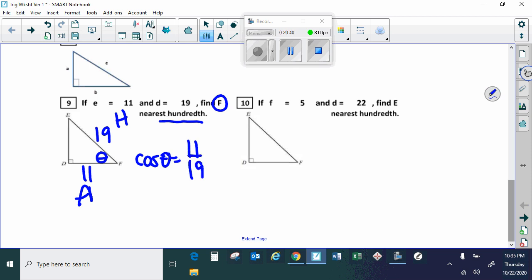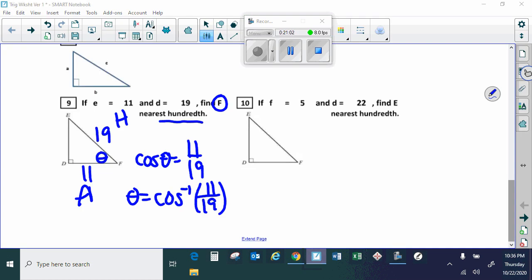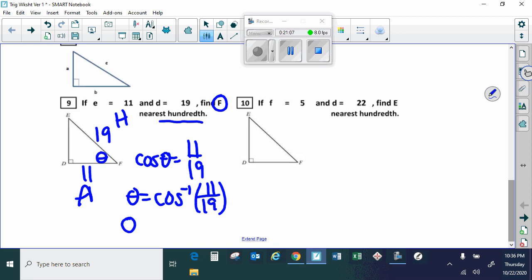Remember, I have to get rid of cosine now, and that is done by inverse cosine. And whatever you do to one side, you must do to the other side. So now I put inverse cosine of 11/19. Inverse cosine is second cosine. Parentheses right there, 11 divided by 19. You get 54.6. Because I wanted around nearest hundredth, 54.62. So theta is approximately 54.62. Make sure you read the directions. It's rounded to the nearest whatever they want.